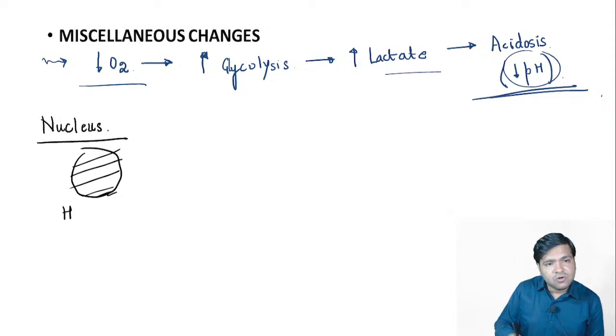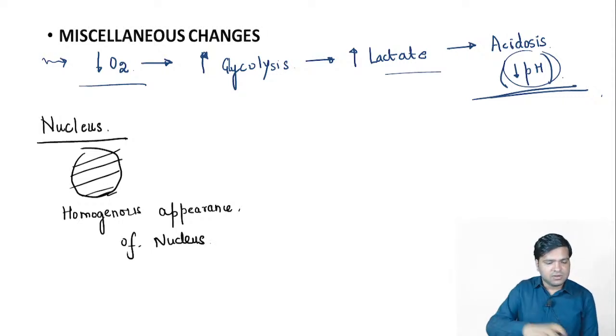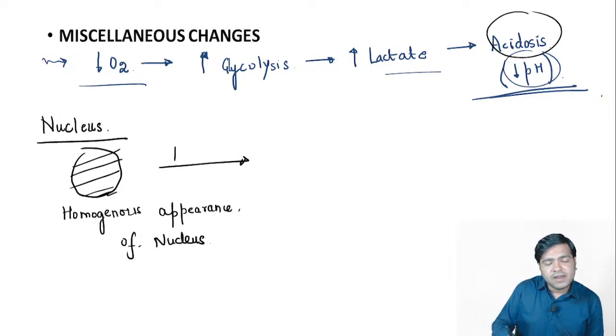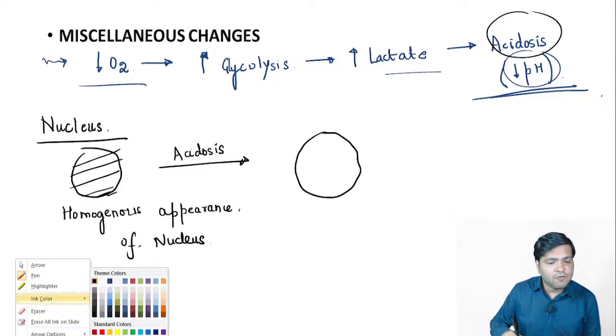It is homogeneously shaped. We see in a normal cell there is a homogeneous appearance of the nucleus. Yasir, you are right. Homogeneous appearance of the nucleus, and now there is acidosis in the body. What will happen? If suppose there is acidosis in the body, what will happen? The nucleus will undergo change, and these chromatins will get folded.